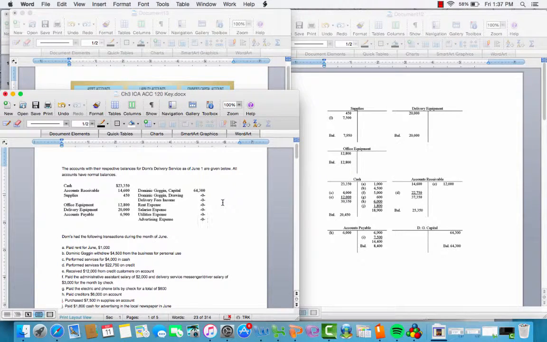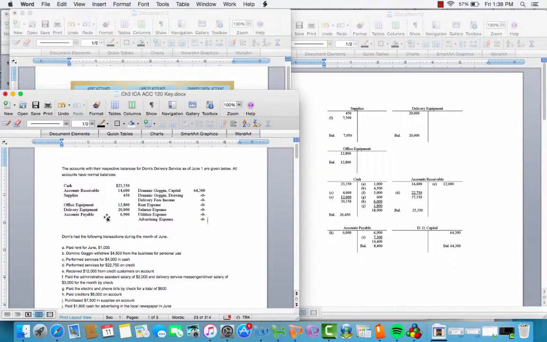All right, so at the beginning of June, Dom has $23,350 in cash. That's his account balance. It's showing how much cash he has on hand. He has $14,600 in accounts receivable. That's how much folks owe to him. That's kind of his IOUs that he's in possession of. He has $450 in supplies, so that's just a grand total of all the supplies he owns. He has $12,800 in office equipment, $20,000 in delivery equipment. Notice these first 5 items here. These are all assets. These are things that Dom has ownership over.